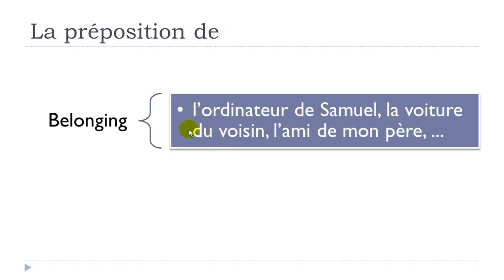It could be also like here, la voiture, the car of the neighbor, in that case, du voisin, voisin is the neighbor. If you look carefully, you've got the preposition de combined with the article le, the neighbor, and it becomes du, all right. Other possibility, l'ami, the friend, de mon père, my father, of my father. So it's really this belonging, something or someone is belonging in a way to something or someone as well. Okay, so l'ordinateur de Samuel, la voiture du voisin, l'ami de mon père.